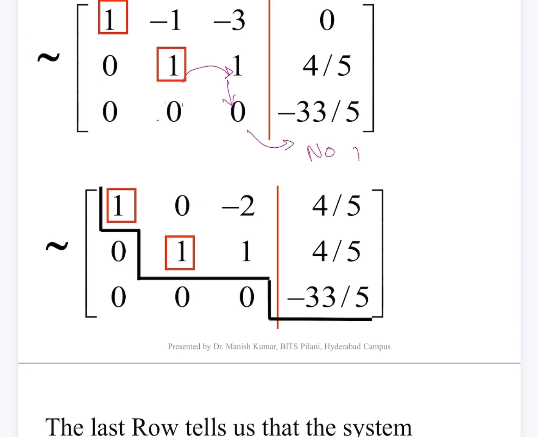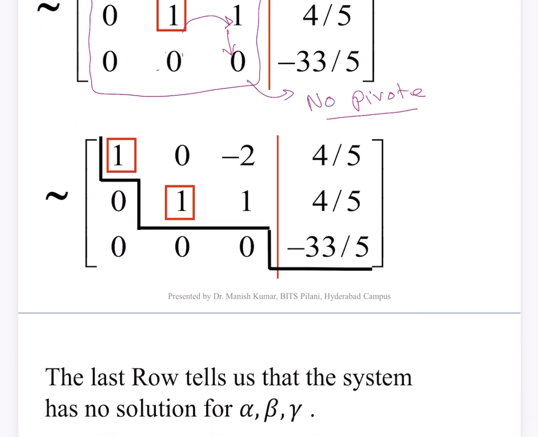No pivot, no pivot, no pivot. What does it mean? If you see the rank of this matrix, rank of A means the number of non-zero rows basically in Gauss Jordan or Gauss elimination form. So this is going to be 2 only, right? But the rank of the entire matrix is 3. So this system also does not have a solution, right? But anyway, let us move further.